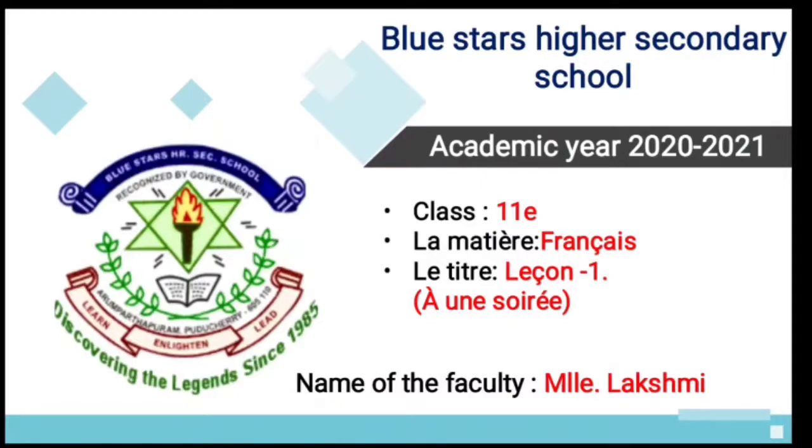So what are the endings for the first group? E, ES, E, ONS, EZ, ENT for the first group. The second group endings are IS, IS, IT, ISSONS, ISSEZ, ISSENT. And for the third group, the RE group, what are the endings? S, S, add nothing, ONS, EZ, ENT. And most of the irregular verbs are based on this third group only.